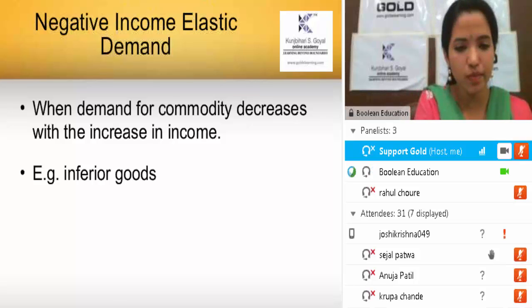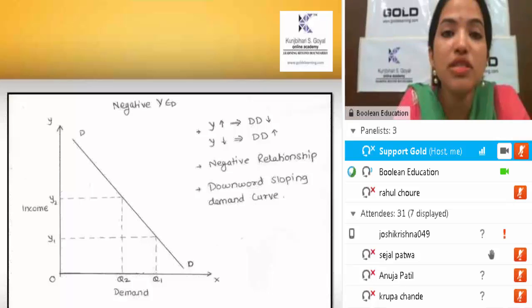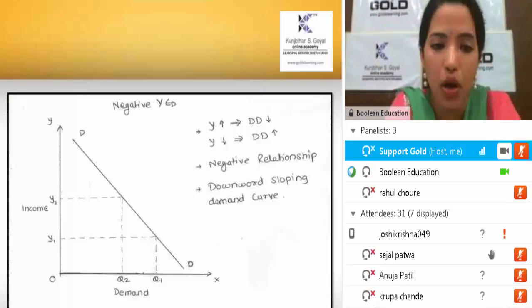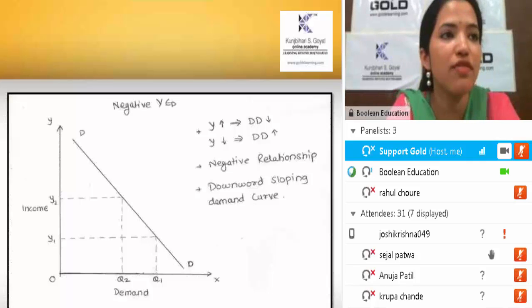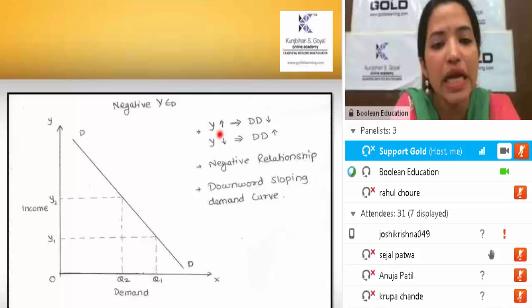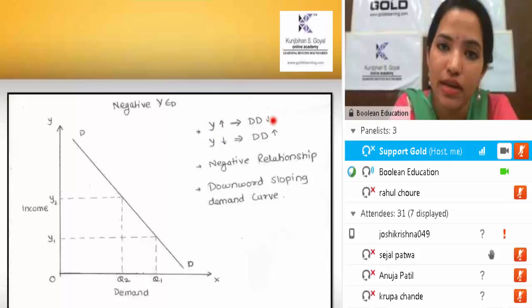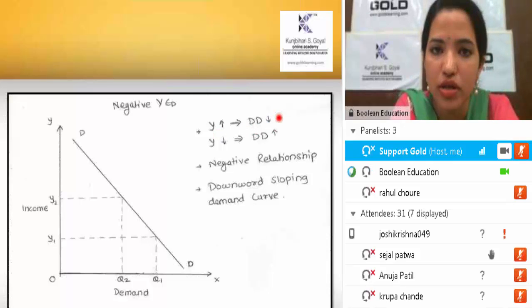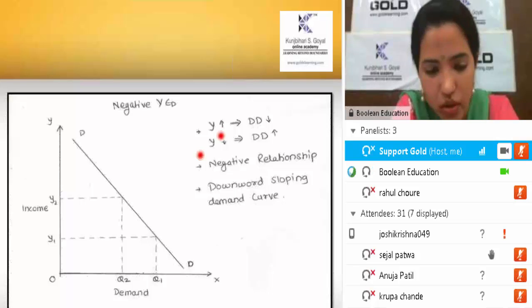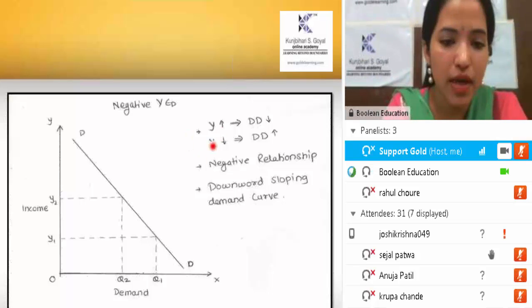Let's see the diagram. Because it is negative income elasticity, the demand curve is negatively sloping, or downward sloping. DD is the demand curve. On the y-axis we have income and on the x-axis we have demand. Here I have written: Y increased and demand fell. Demand fell for what? The inferior commodity, right? There's a negative relationship. Hence we get a downward sloping demand curve. Okay, next type we will see.